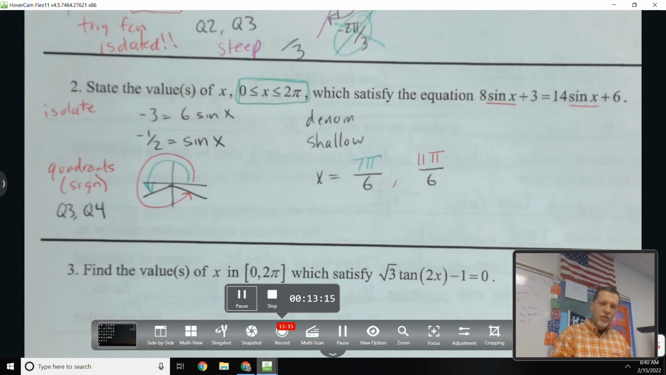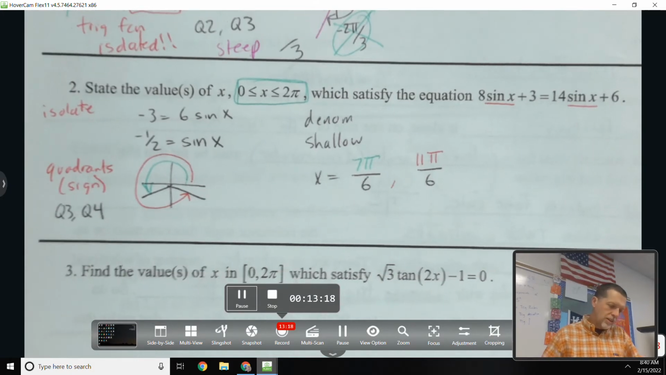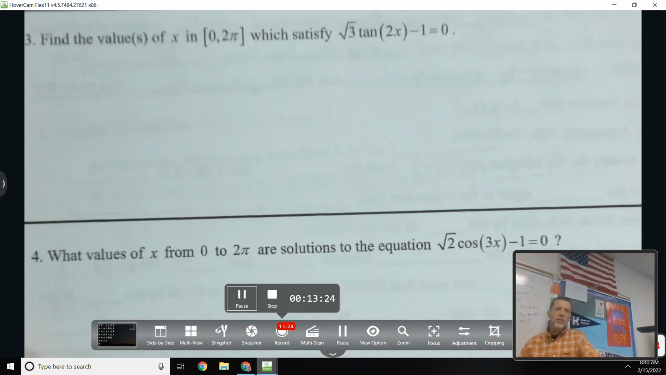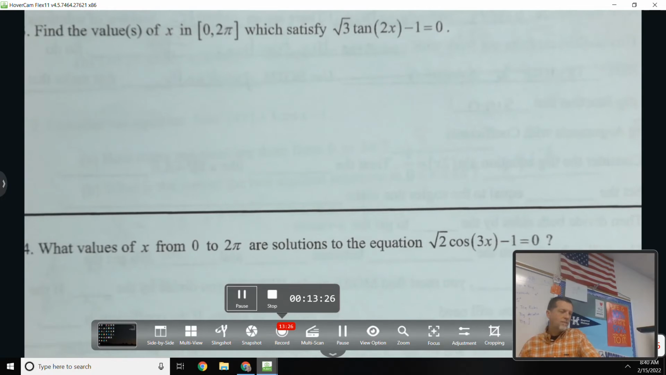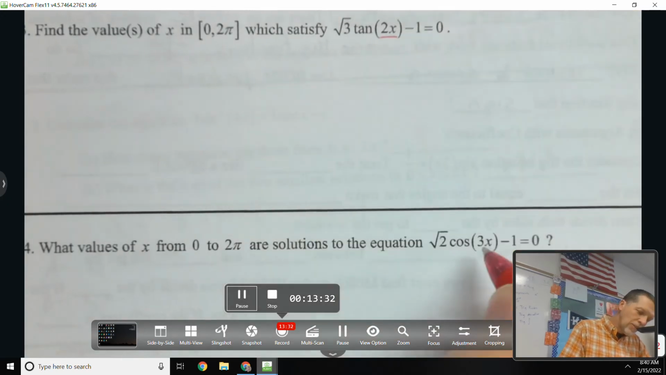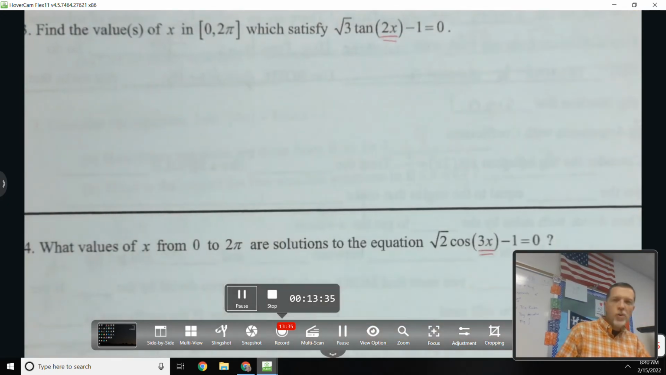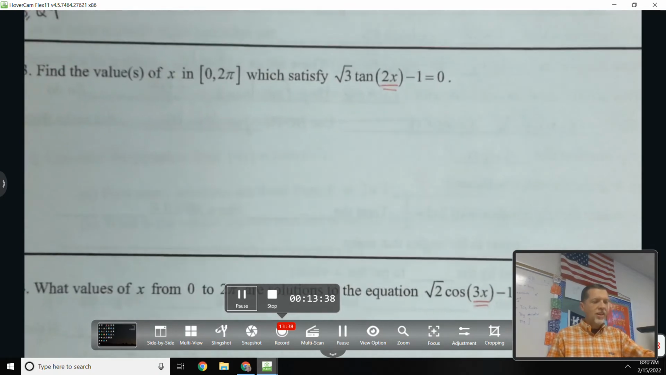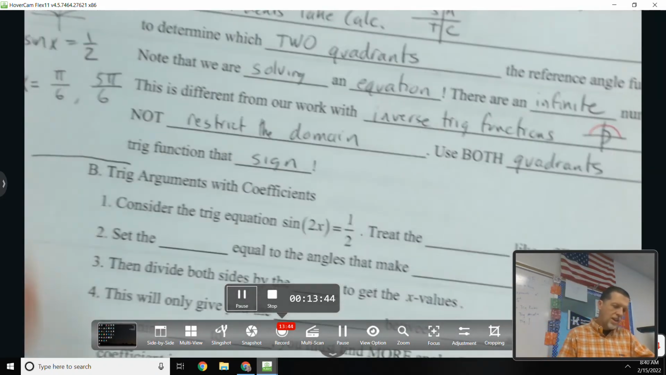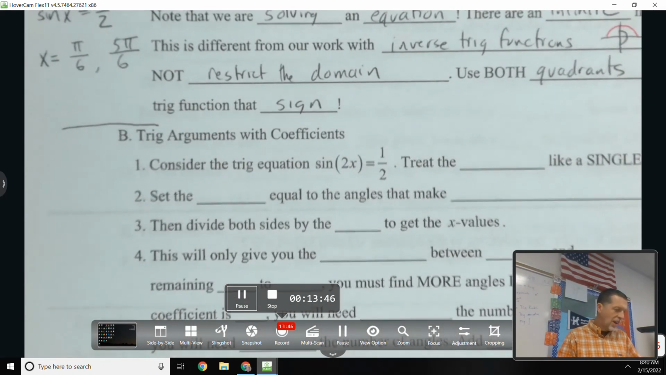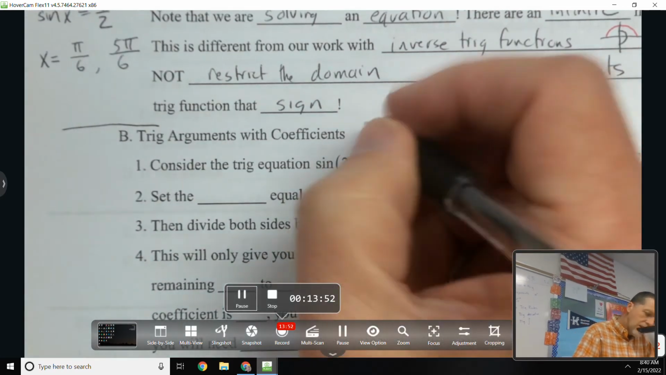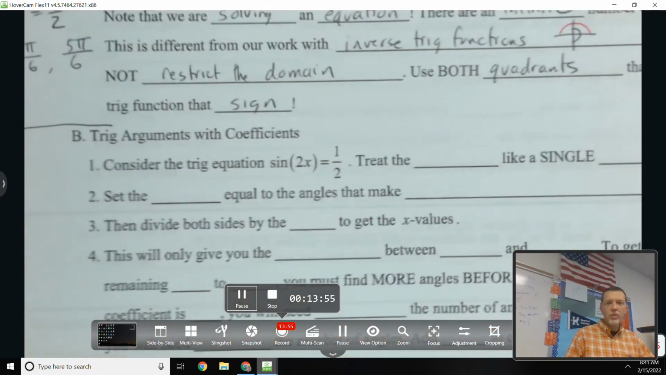Okay, so those are kind of the straightforward ones. If you look at 3 and 4, you tell me what makes 3 and 4 different from 1 and 2. Yeah, the x has a coefficient. So that's different. So let's flip back to the notes and talk about what happens if x has a coefficient. In fact, that's the name of B. Trig arguments with coefficients. Meaning sine of 2x equals 1/2.